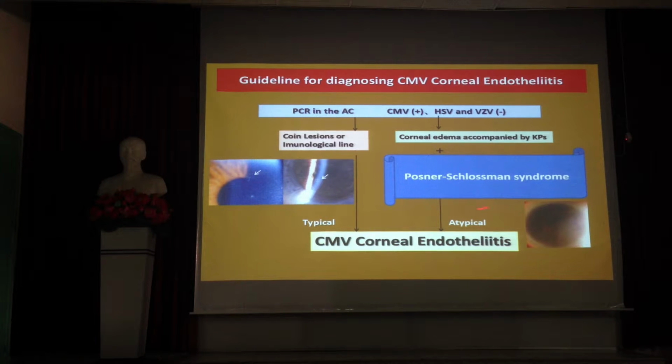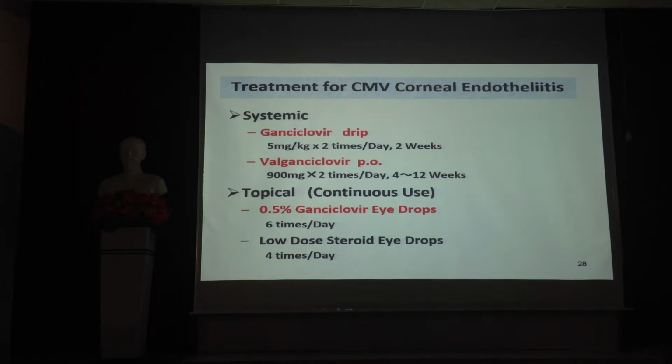So this is also a candidate for cytomegalovirus corneal endotheliitis, or at least the family of the disease situation. What's the treatment? For us, depending upon the severity of the disease, we use either ganciclovir drip or ganciclovir orally, and then we continuously use topical ganciclovir eye drops, 4, 5, or 6 times a day or so.